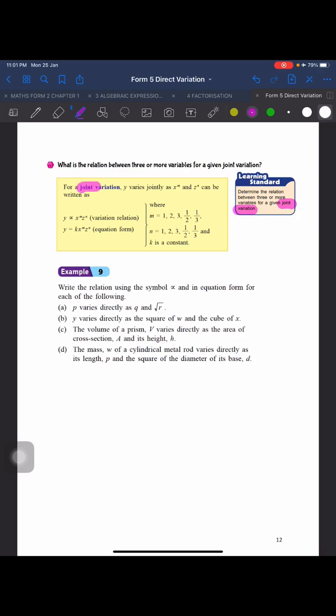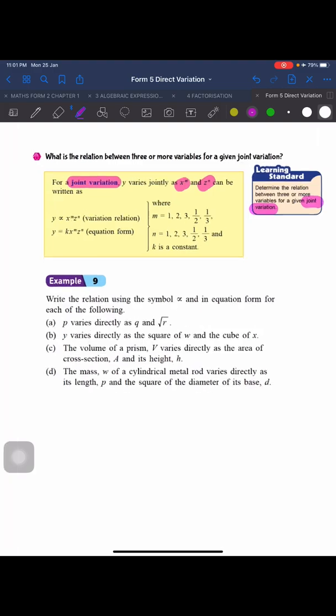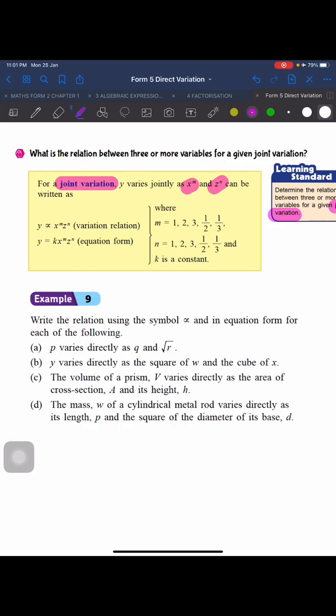Now, the definition for joint variation: y varies jointly as x to the power of m and z to the power of n. It varies with more than one variable. Look here: y varies directly as x^m z^n. This is the variation relation form. If you convert it to equation form, the same as the previous ones, you change this symbol into equals, and then there is a constant k. So we look at the first example.